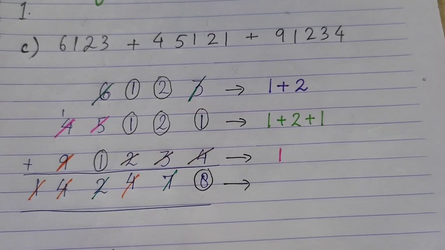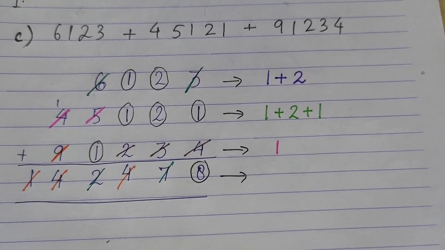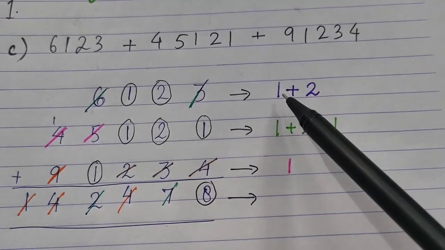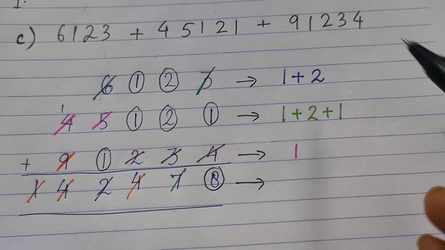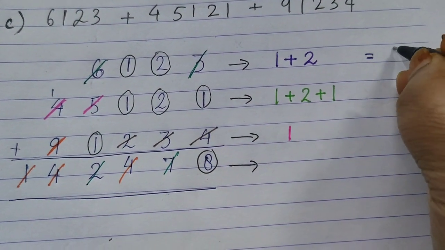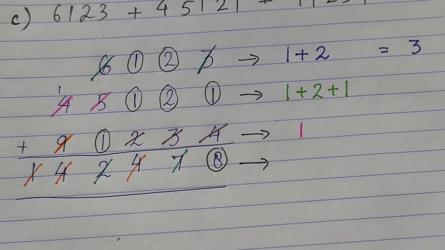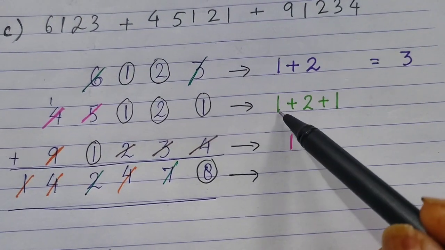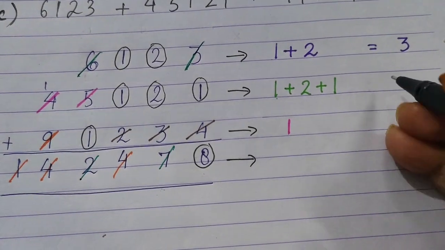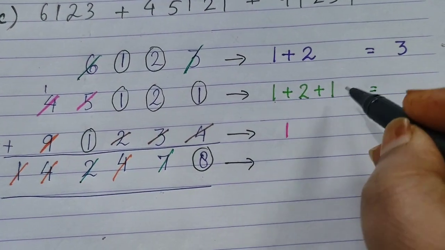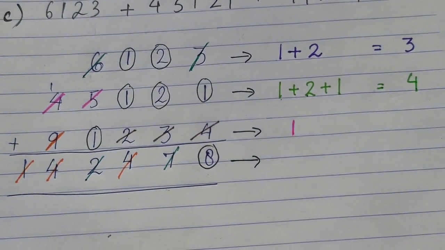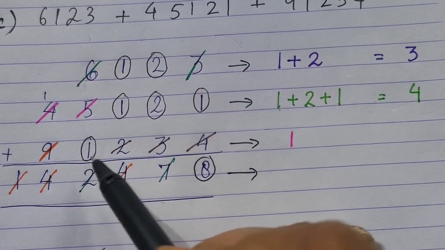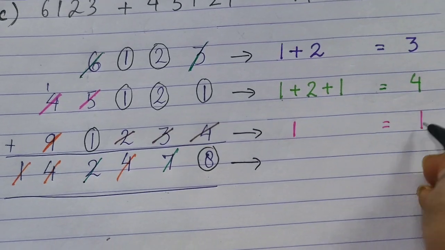As you can see children, these two encircled numbers were left here. You will write them in this form: 1 + 2 will give you a 3. In this line we got 1, 2 and 1. So 1 + 2 + 1 will give you 2 + 1 is 3, 3 + 1 is 4. Then over here we were just left with the digit 1. So I'm going to write down 1.